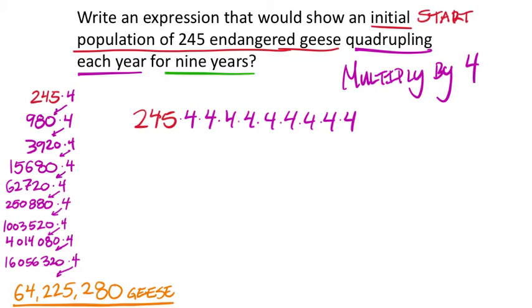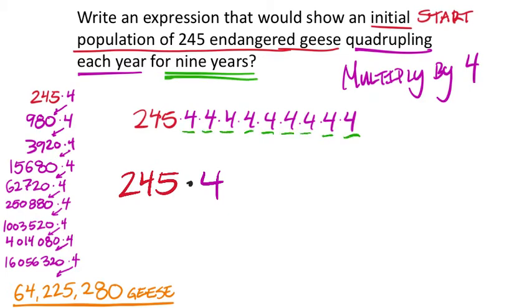All right, we got 245 to start with, and then I took that 245 and I multiplied it by 4 many times. How many times? 1, 2, 3, 4, 5, 6, 7, 8, 9 times. That's what it told us to do in the beginning. So it ends up being 4 to the power of 9. This is the expression they want. And again, if you put this in the calculator, 245 times 4 to the power of 9, you do get 64,225,280 geese.